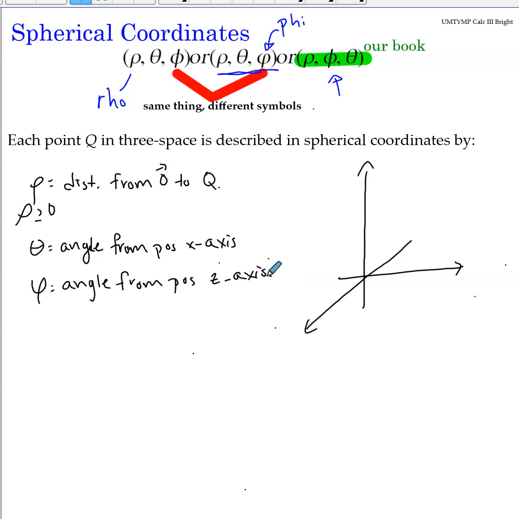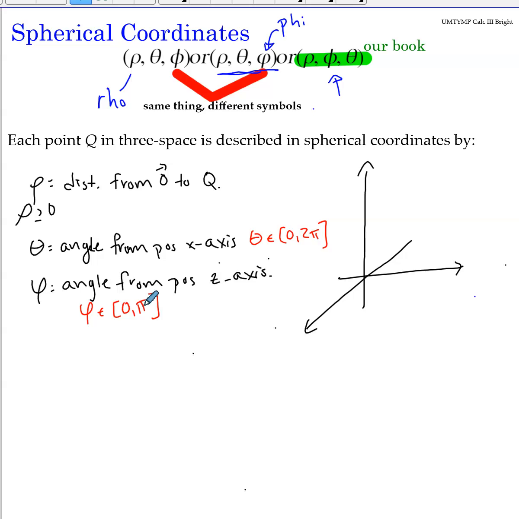And with all this we have some restrictions. Theta certainly can be anything from 0 to 2 pi. But then, to hopefully have some uniqueness and not overlap, we are only going to allow phi to be within 0 to pi. So it only goes halfway around, because theta will go the complete way around.